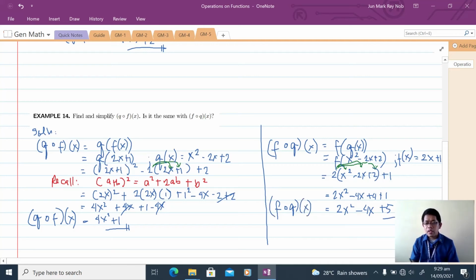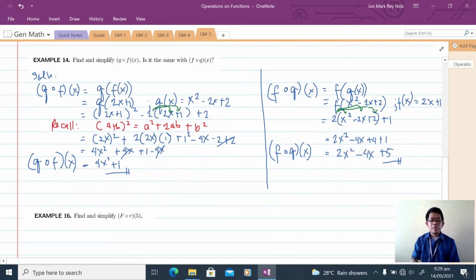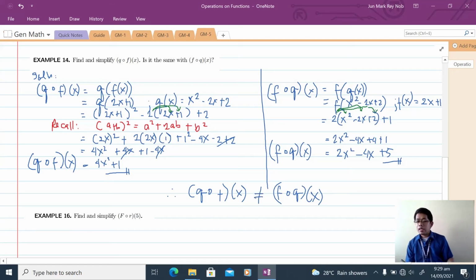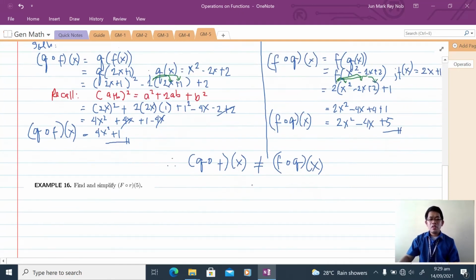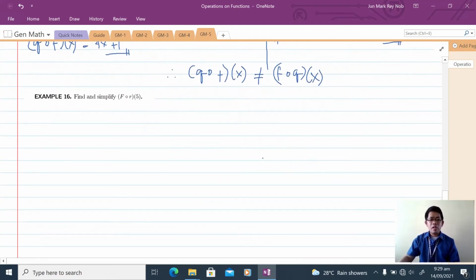Now, finally, how do we compare, based on the result, the composition of Q and F and the composition of F and Q? Are they the same? Based on the result, they are not the same, meaning they are not equal. So I hope it's clear. We can now proceed with the last example. Find and simplify this one. Let's solve this one together.